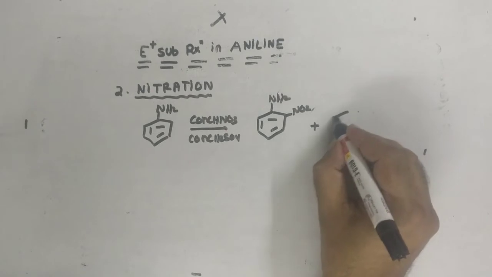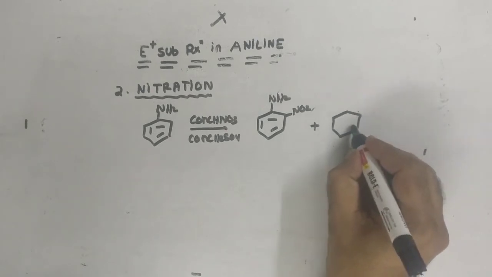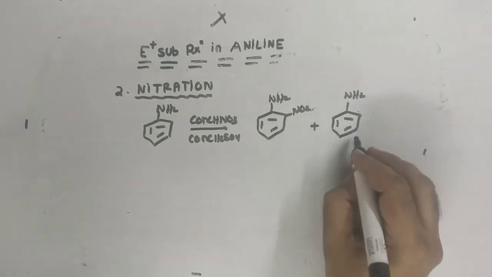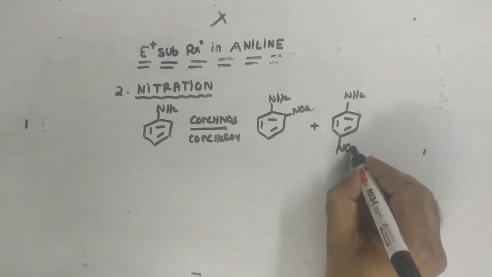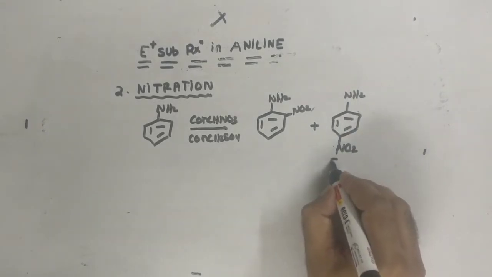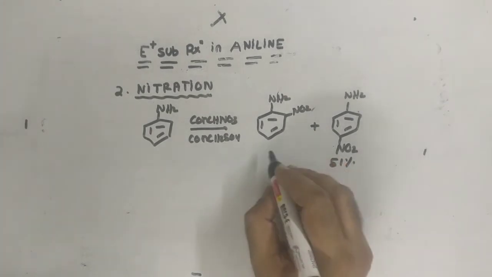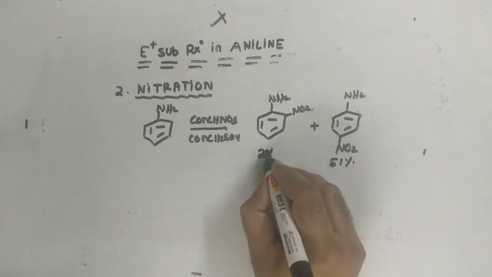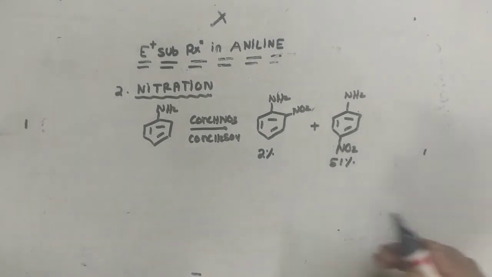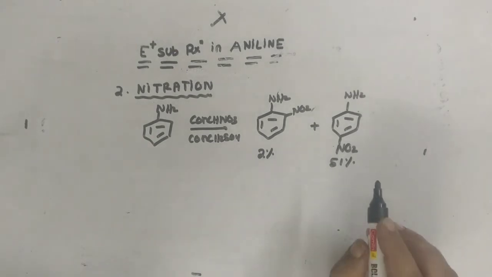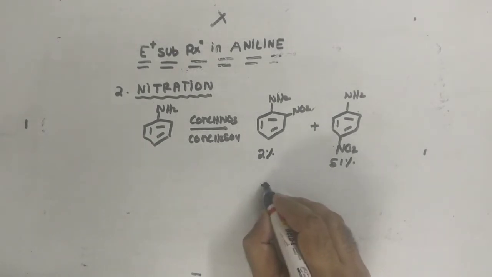Very good. We will get the para product. So ortho and para product, but the magic begins. You will find para product will be 51%. 51 out of 100 molecules will become this. 2% molecules will be forming ortho. Now since all of you are very good in maths, 51 plus 2 is never 100, it is 53. What about the rest of the 47% molecules?